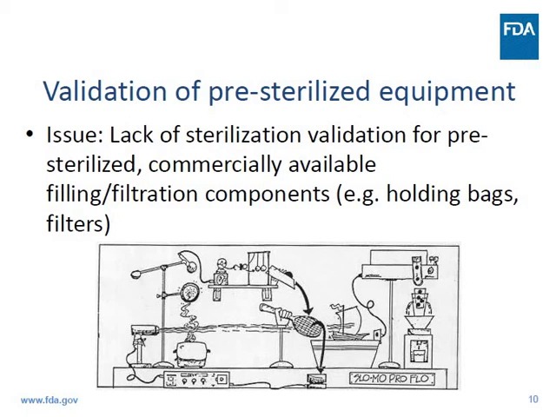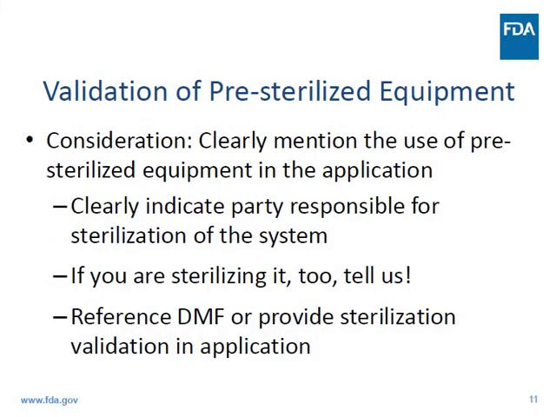So clearly mention the use of pre-sterilized equipment in your application, and indicate the party responsible for sterilization of the system. And then if you're sterilizing it as well, let's say you're including your filter that's purchased sterile in an autoclave load, tell us, because that can focus our assessment. And then if you need to, you would reference the DMF or provide the sterilization validation information in your ANDA if the vendor is willing to give you that information.